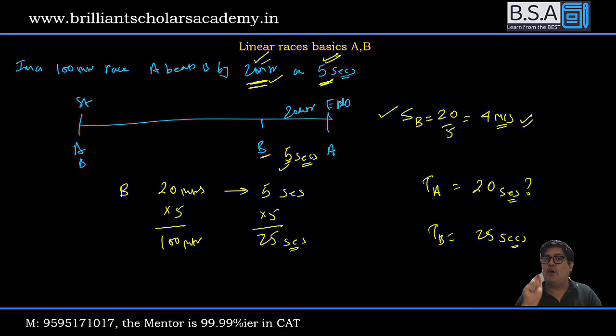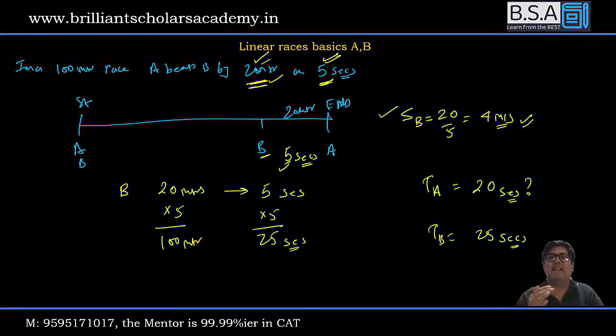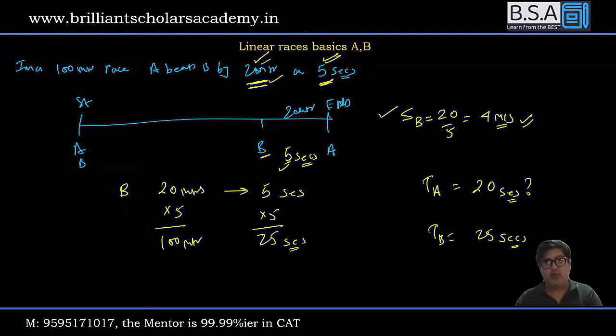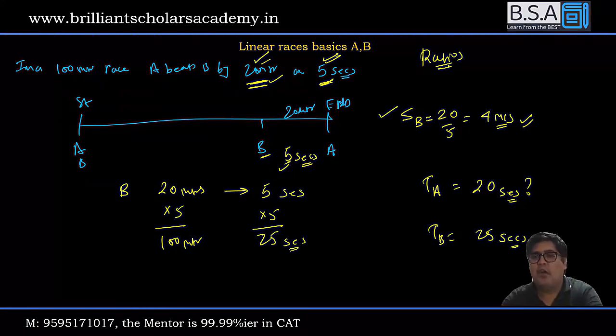And A has already cleared the track 5 seconds earlier. So 20 seconds A completes the race. So you can think in this manner through ratios, proportions, multiplying factors. Races are usually solved through ratios. Enough questions are there, don't worry. Copy this down. What was the question?